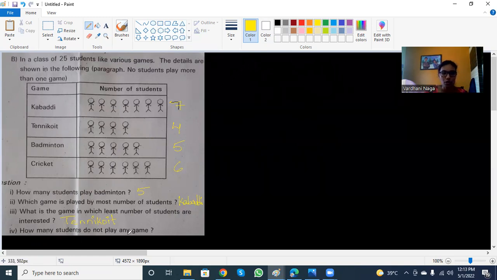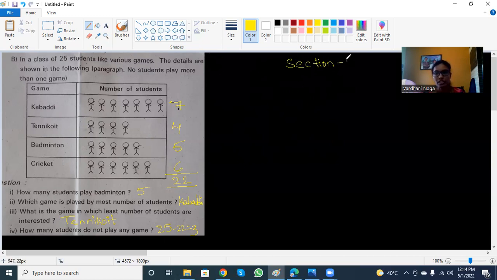How many students do not play any game? How can we find out that? Yeah, there is a way. First, you need to find the total number of students who participated in different games. So 7 plus 4 is 11. 11 plus 5 is 16. 16 plus 6 is 22. So 22 children played out of 25 students. So 25 minus 22 gives you 3, just 3. So 3 students didn't participate in any of the games here. Okay. So this is the 15th question I solved before.